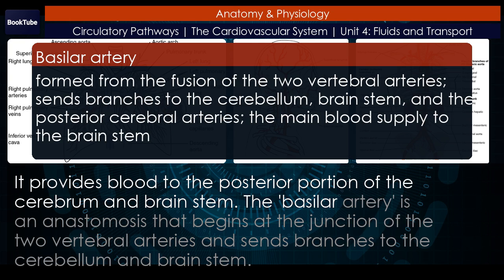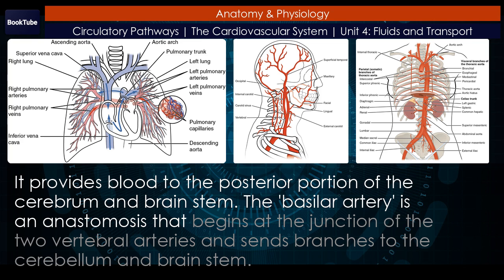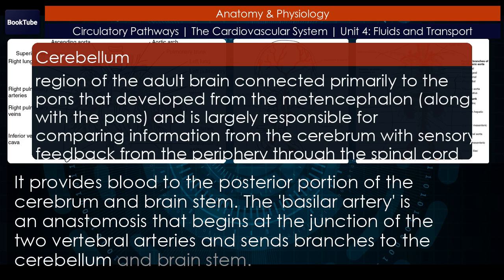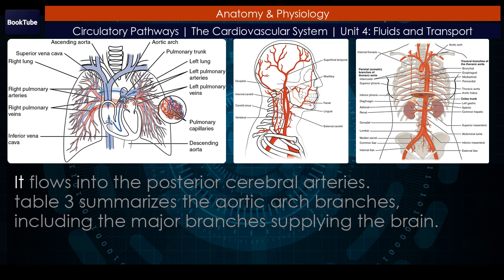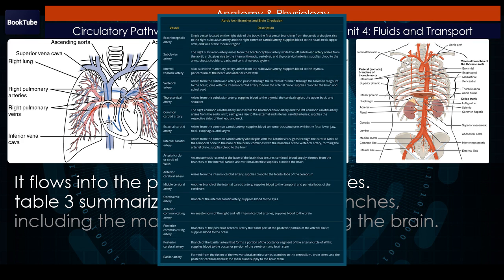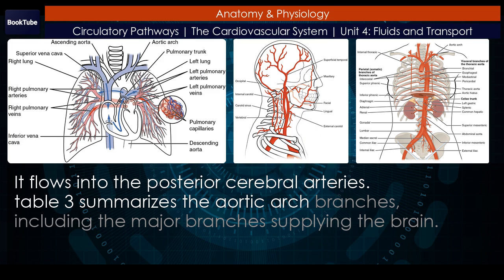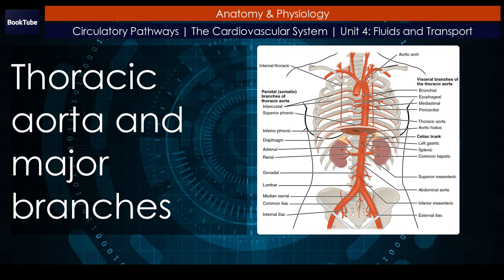The basilar artery is an anastomosis that begins at the junction of the two vertebral arteries and sends branches to the cerebellum and brainstem. It flows into the posterior cerebral arteries. Table 3 summarizes the aortic arch branches, including the major branches supplying the brain. Thoracic aorta and major branches.